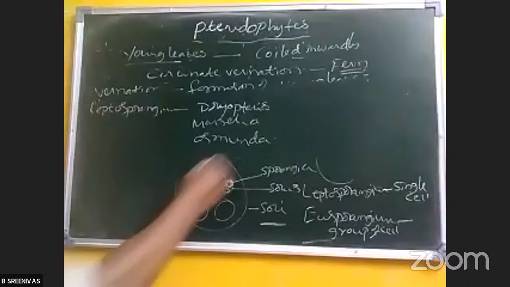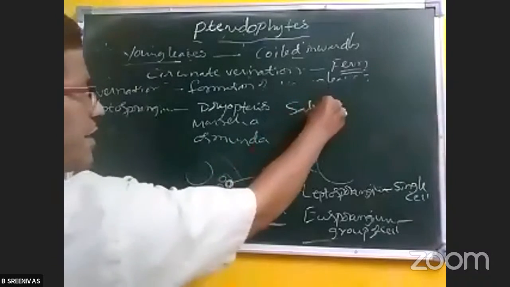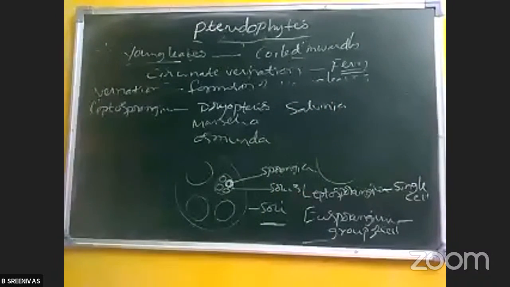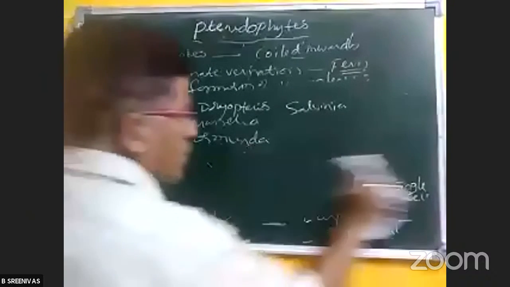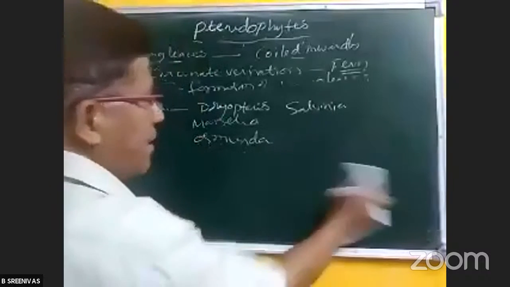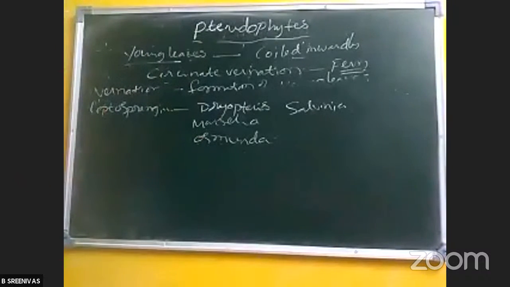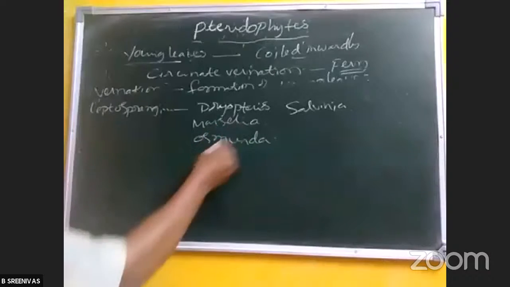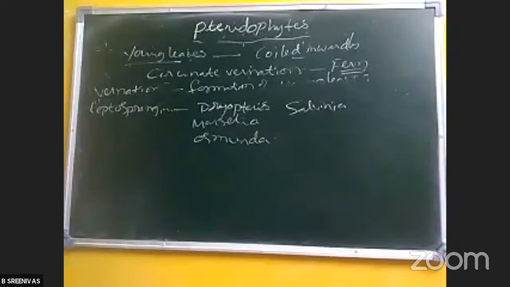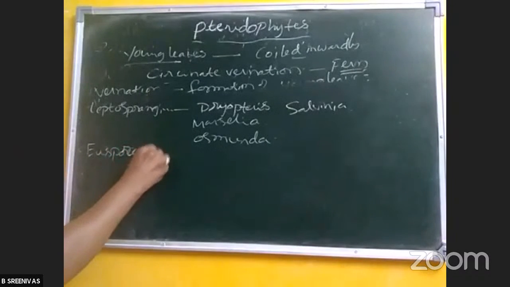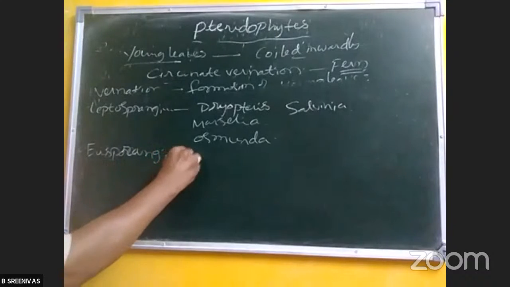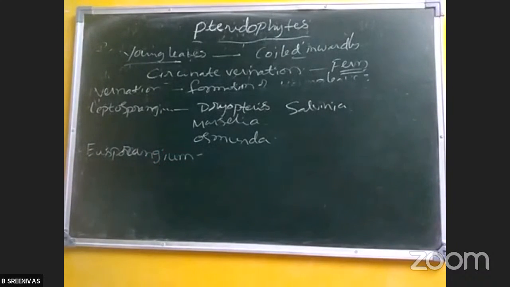Okay, Nama. So Salvinia, you can also write Salvinia. And next, eusporangiate. In which plants is the leptosporangium present? Dryopteris, Marsilea, Osmunda, Salvinia. And eusporangia is present. Eusporangium means what? The sporangium developed from a group of cells.